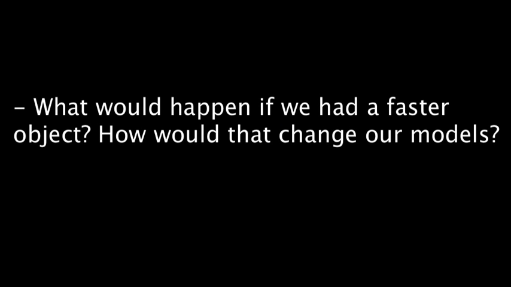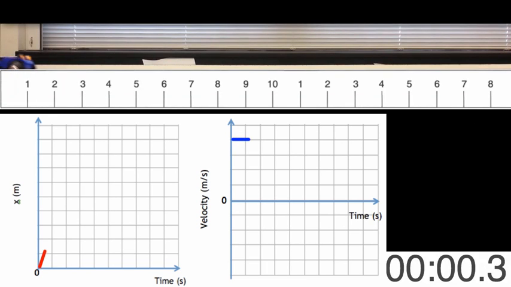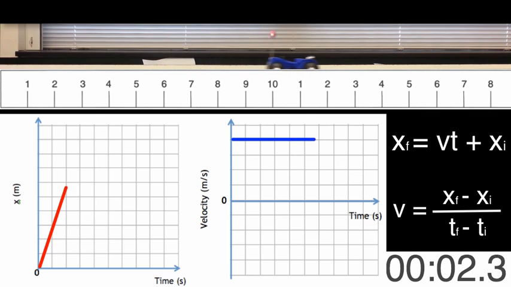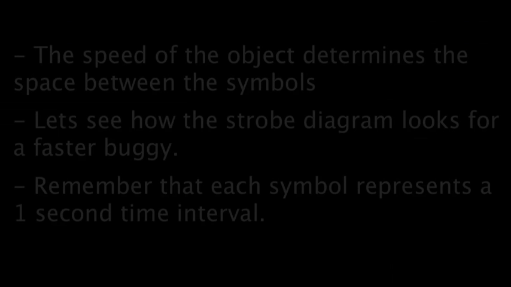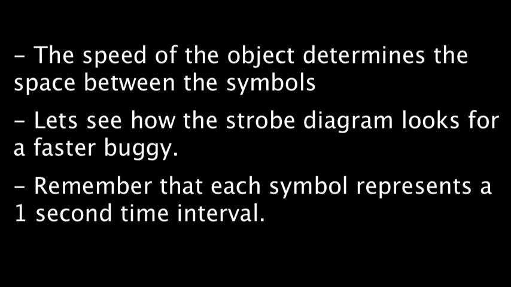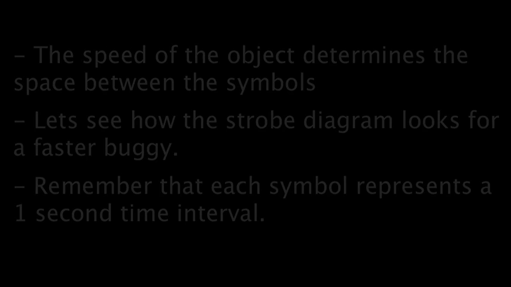What would happen if we had a faster object? How would that change our models? Notice the slope of the position time graph is steeper and the points on the velocity time graph are greater. The speed of the object determines the space between the symbols. Let's see how the strobe diagram looks for a faster buggy. Remember that each symbol represents a 1 second time interval.